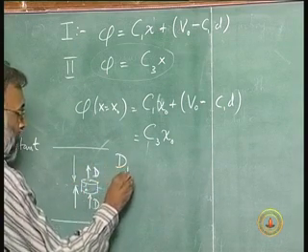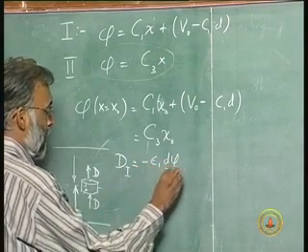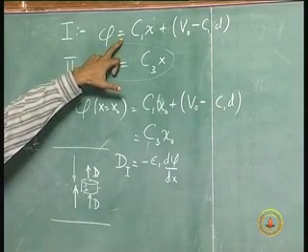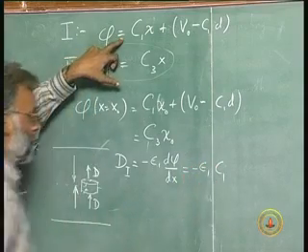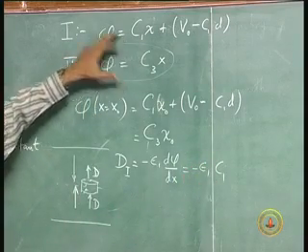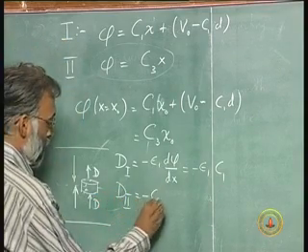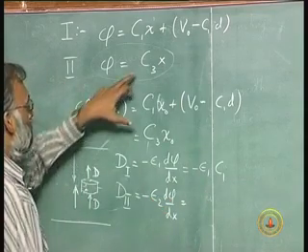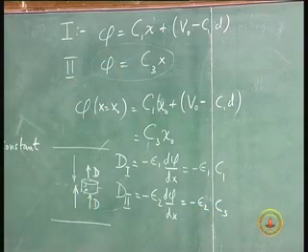So, D in region 1 is equal to minus epsilon 1 d phi dx. If I take the derivative of phi, I get minus epsilon 1 times C1. D in region 2 is equal to minus epsilon 2 d phi dx, which is equal to minus epsilon 2 C3.